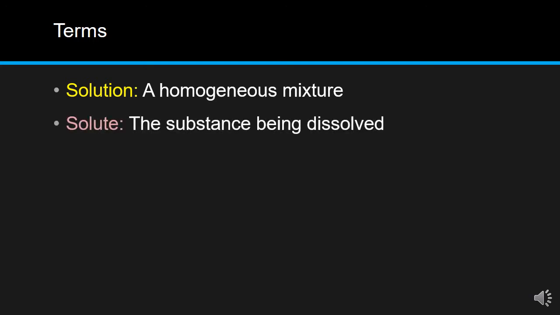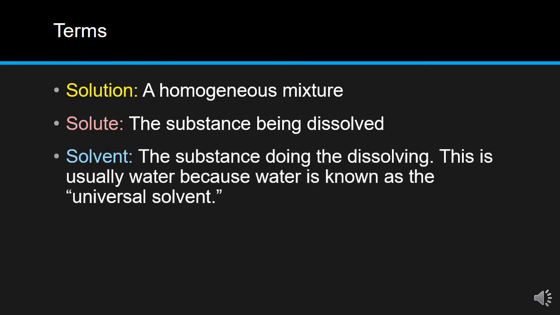The solute is the substance being dissolved in the solution. So with our example of salt and water, the salt is the solute. It's usually what you have less of in the solution. The solvent, in our case of salt and water, would be the water, and this is the substance doing the dissolving. So water will come in, grab those ionic compounds or things like sugar, surround the particles, pull them apart and dissolve them so that you can't see them anymore. So usually water is our solvent.